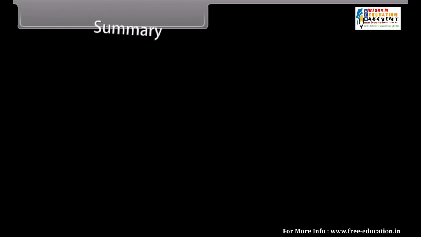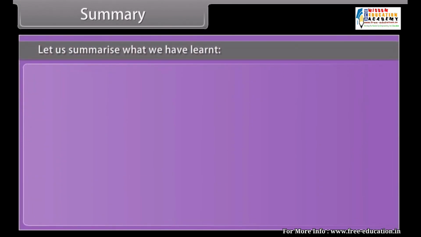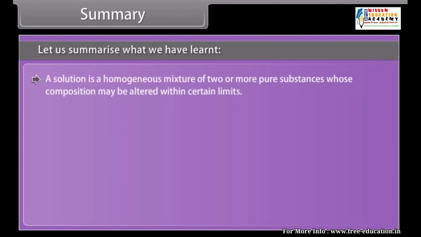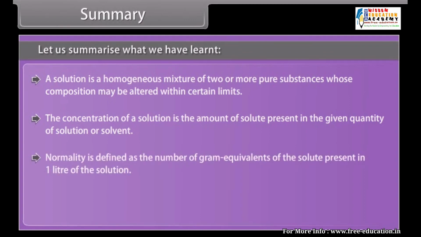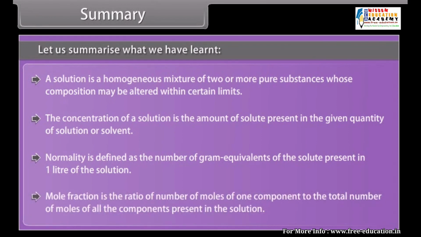Summary. Let us summarize what we have learnt. A solution is a homogeneous mixture of two or more pure substances whose composition may be altered within certain limits. The concentration of a solution is the amount of solute present in the given quantity of solution or solvent. Normality is defined as the number of gram equivalents of the solute present in 1 liter of solution. Mole fraction is the ratio of the number of moles of one component to the total number of moles of all the components present in the solution.